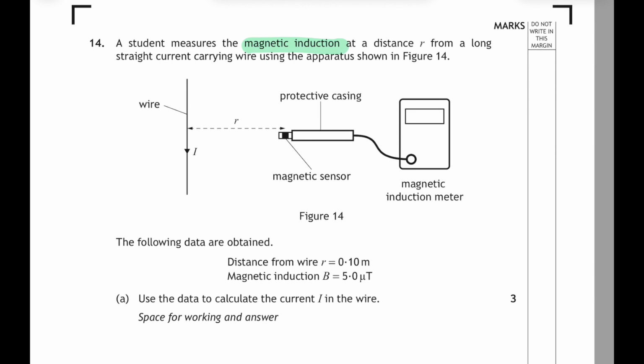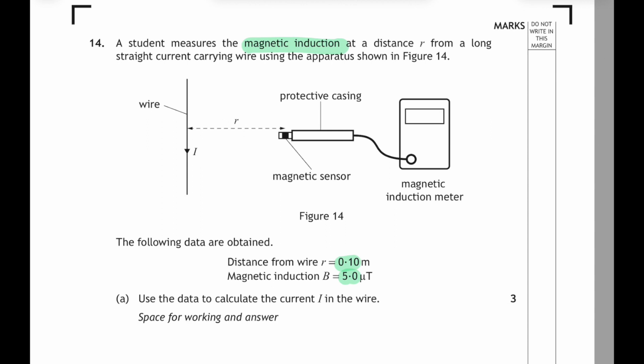And the measurements are given below, so the following data is obtained. The distance from the wire r is 0.10 metres, and the magnetic induction B is 5.0 microtesla. And we have to use the data to calculate the current I in the wire. So it's a calculate question, 3 marks, so we should go straight to our relationship sheet.